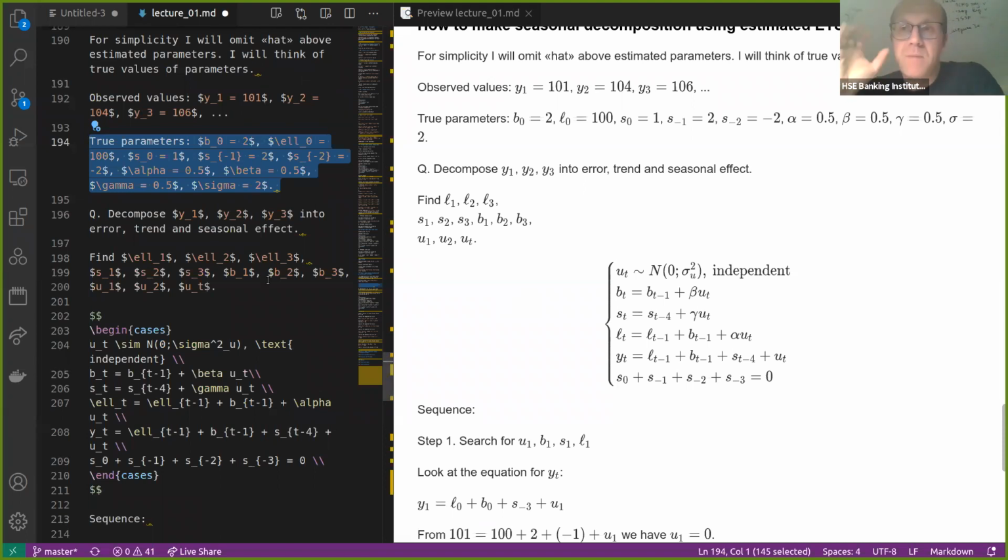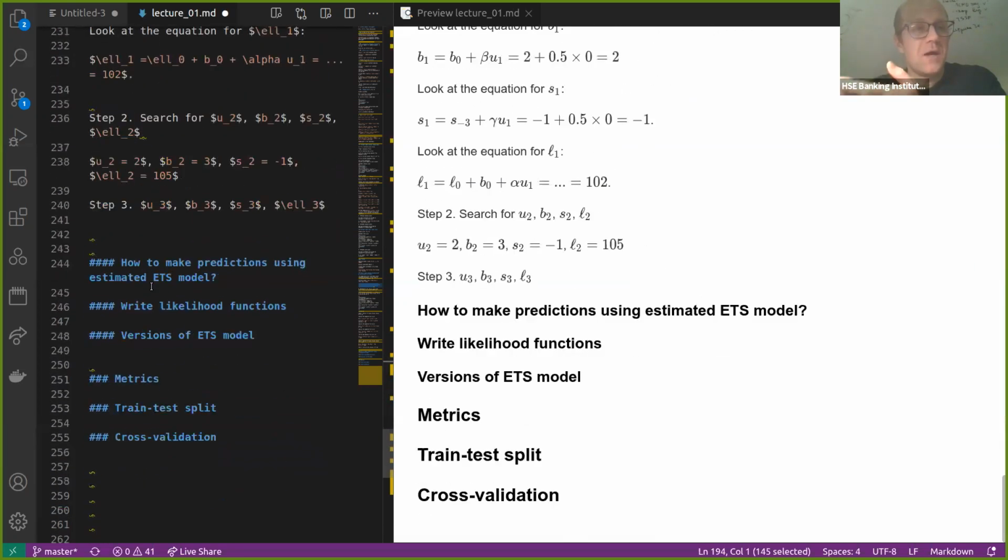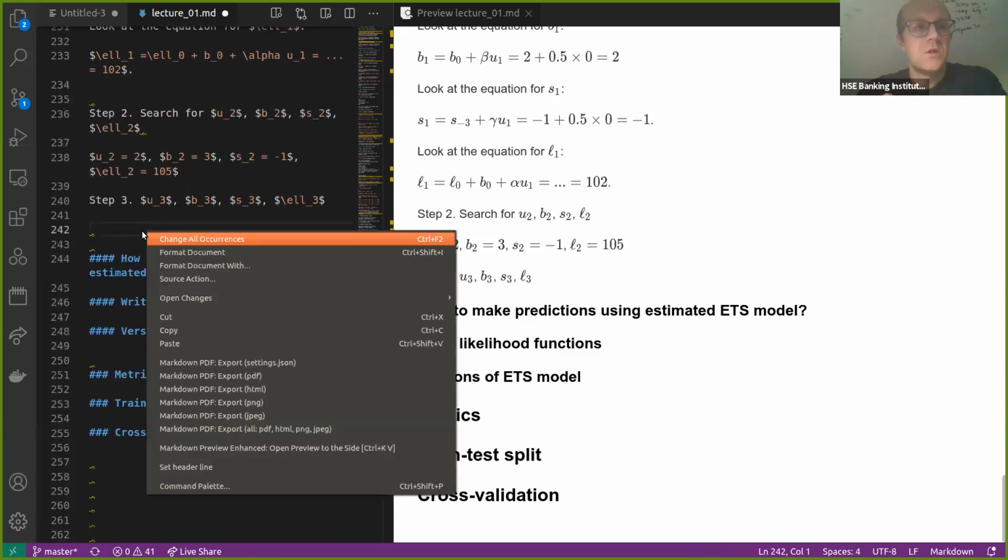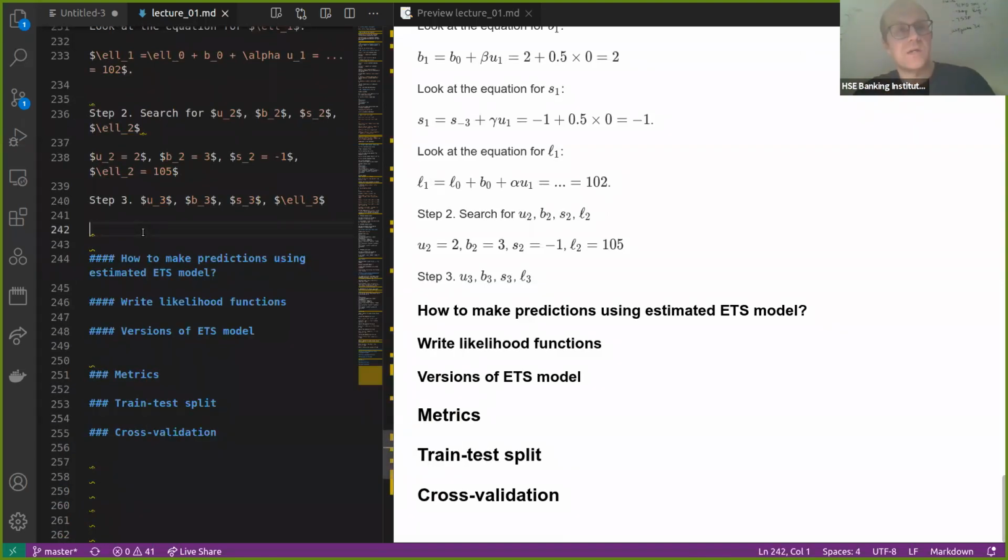Sigma is a measure of variance. So when you make point predictions, it's useless. You are completely right, Anna. When we make point estimation, variance is useless. We don't need variance to make point estimates. But we'll go to the next question. If everything is okay with decomposition, let's move on. How do we make predictions using the ETS model?